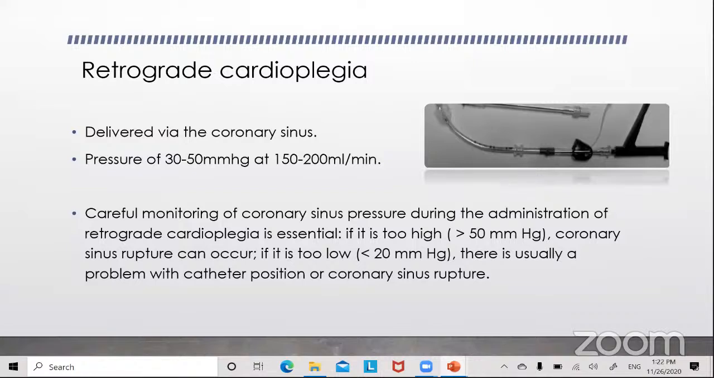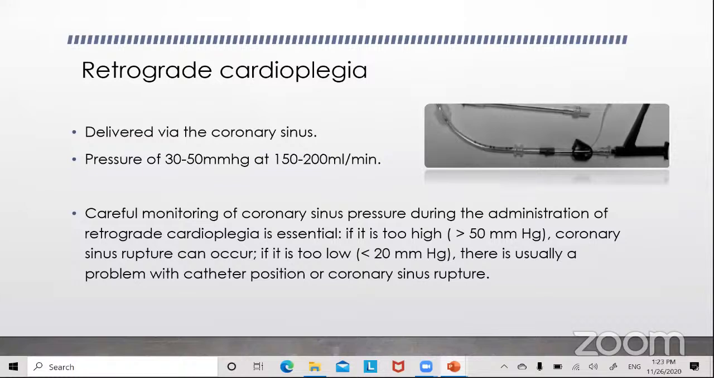Retrograde cardioplegia is delivered via the coronary sinus. It is introduced to the right atrium through a small stab wound and directed to the coronary sinus. The retrograde cannula has a self-inflating or manually inflating balloon at the tip. It also contains a line for monitoring the infusion pressure. The pressure should be between 30 to 50. The coronary sinus can be injured by forceful cannulation or continued administration of cardioplegia, so careful monitoring of the coronary sinus pressure during administration of cardioplegia is essential.